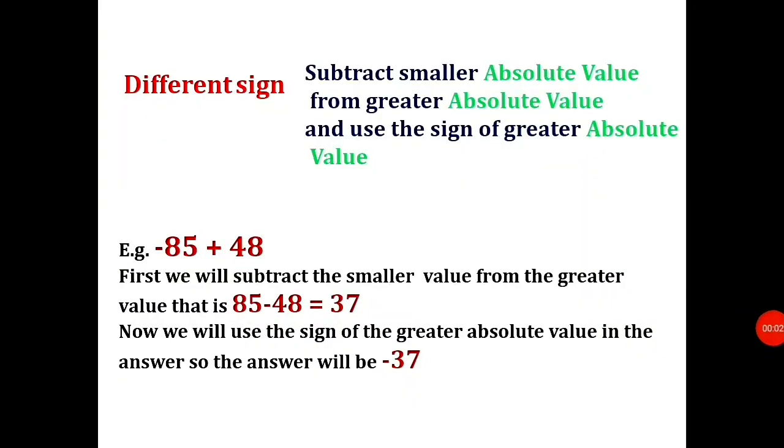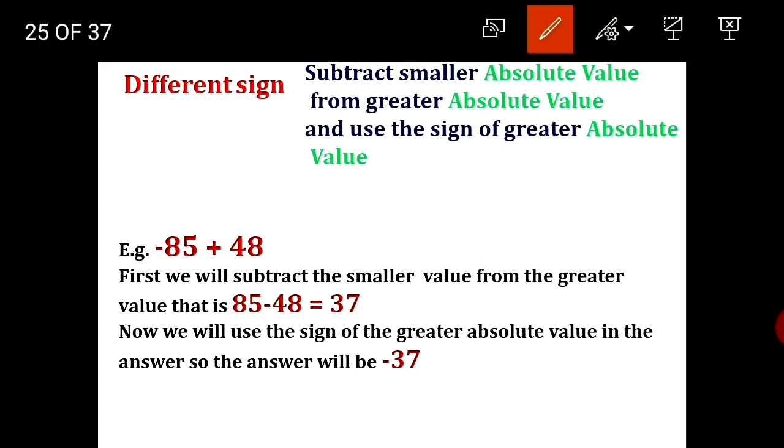Next is when the numbers have different sign. Subtract smaller absolute value from the greater absolute value and use the sign of the greater absolute value. So first we'll see the question. You can see both the numbers have different sign. 85 has minus sign whereas 48 has plus sign. So first we will subtract the smaller value from the greatest value, that is 85 minus 48, and we have to subtract the absolute value.